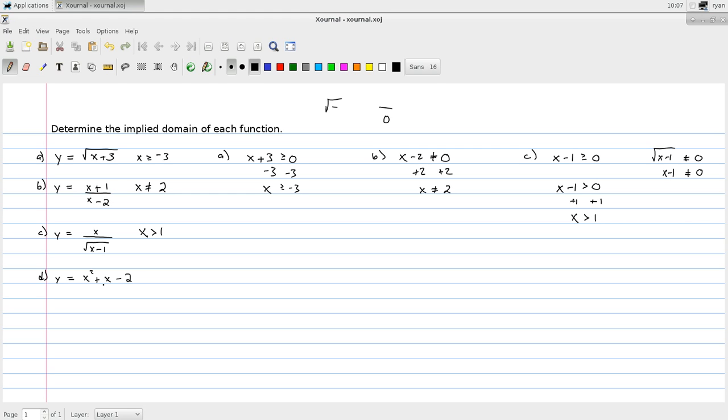And then finally for part D. Part D has no radical, so there's no chance of having a negative in the radical, and there's no division anywhere in this problem, so there's no chance to divide by 0. That means there are no restrictions anywhere, and so the domain is all real numbers. So we can either write this out in words, all real numbers, or we can write this out in symbols as this bold letter R.